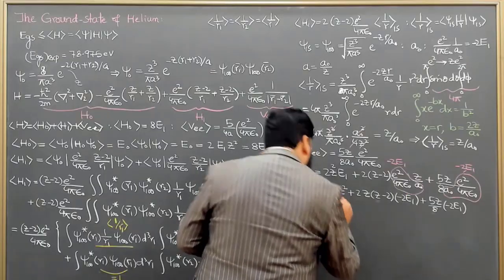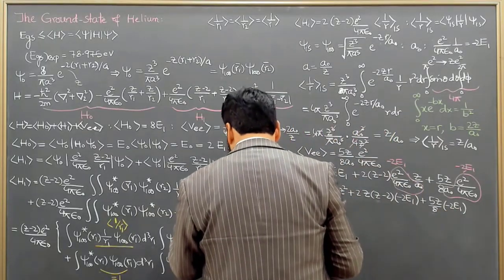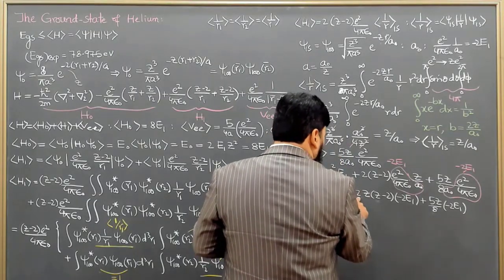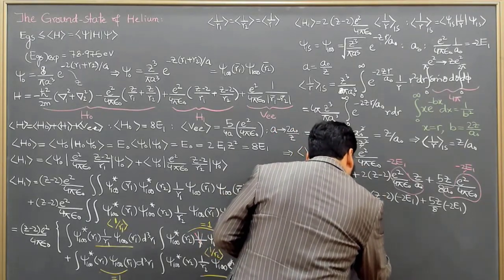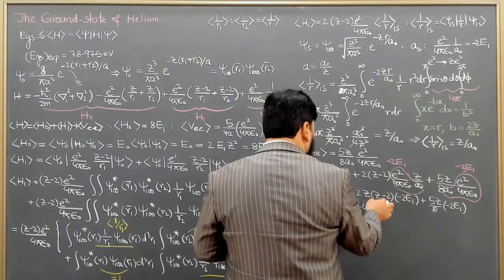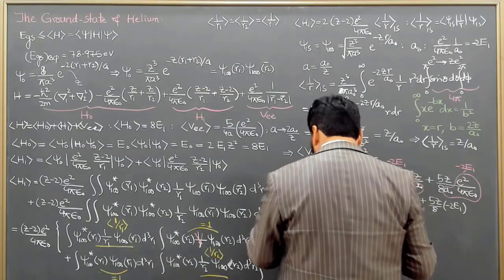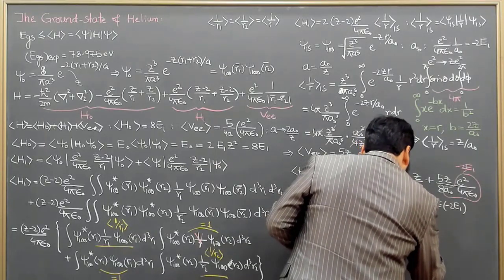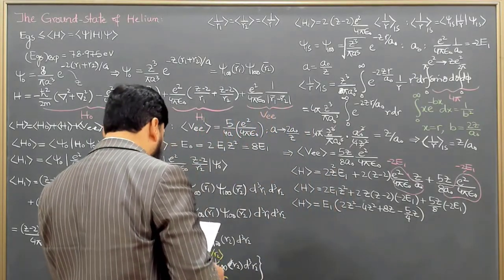If I take E1 as common, because E1 is here, E1 is here, and E1 is here, it will be easy to do the things. 2Z squared is here, then minus 4Z squared, then minus 4 with minus 2 will become plus 8 and 1Z will come with this, and then minus 5 over 4 and Z. So our expression finally is this thing.